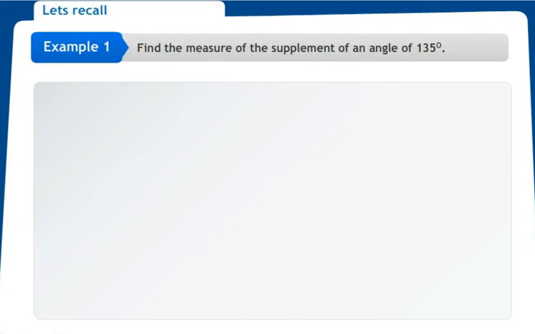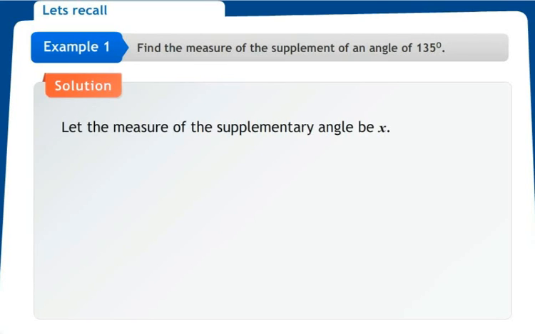Now one angle is 135 degrees. We have to find the other one. So let the measure of the supplementary angle be x. One angle is already given as 135. The second angle, the supplement of 135, is what we are supposed to find. So let the measure of the supplementary angle be x.